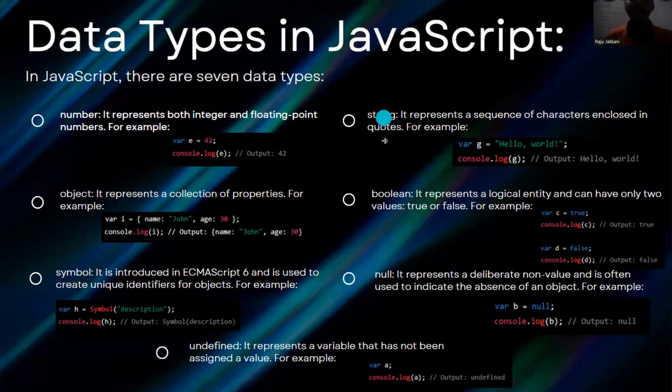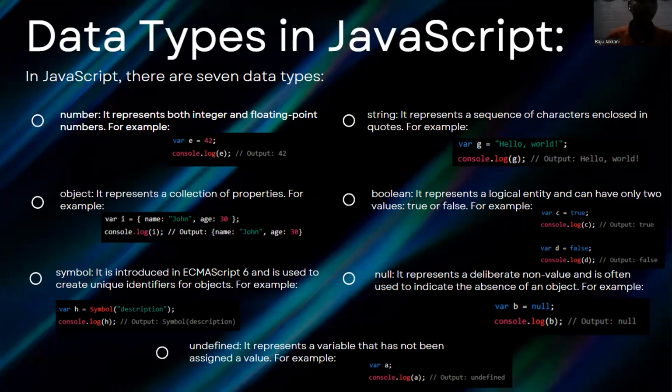The next data type is string. It represents a sequence of characters enclosed in quotes. Whatever we write between the quotes, for example, var g equals to hello world, is a string. As we print it in the console, it will show the output as hello world, and it is a string.